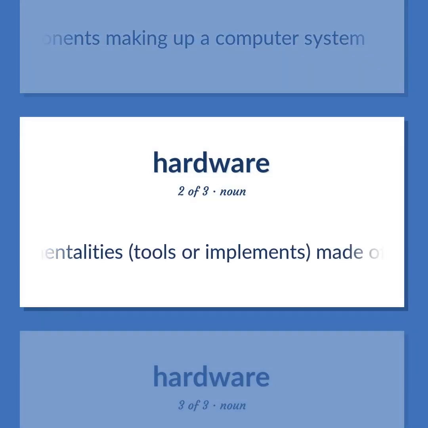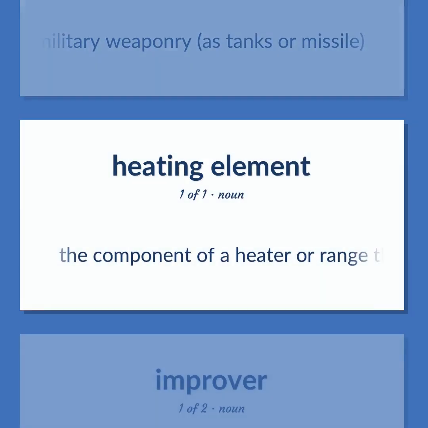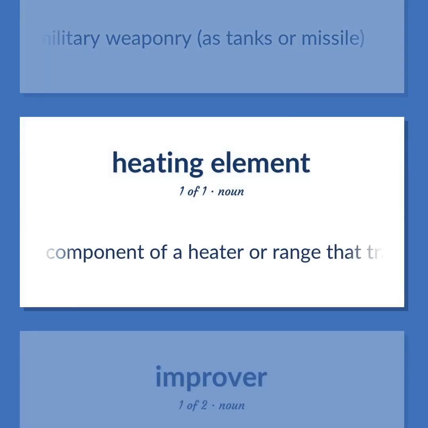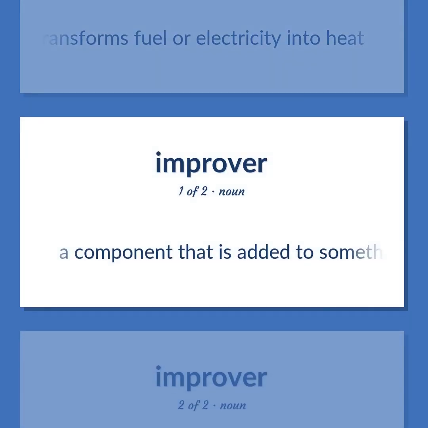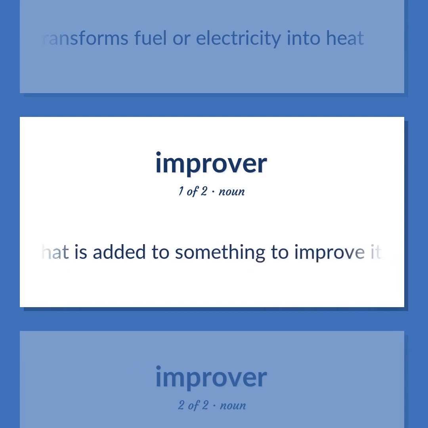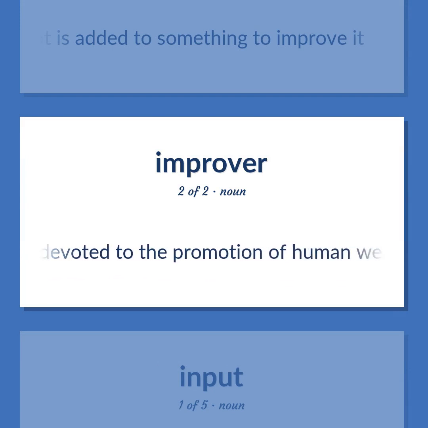Instrumentalities, tools or implements, made of metal. Major items of military weaponry, as tanks or missile. The component of a heater or range that transforms fuel or electricity into heat. A component that is added to something to improve it. Someone devoted to the promotion of human welfare and to social reforms.